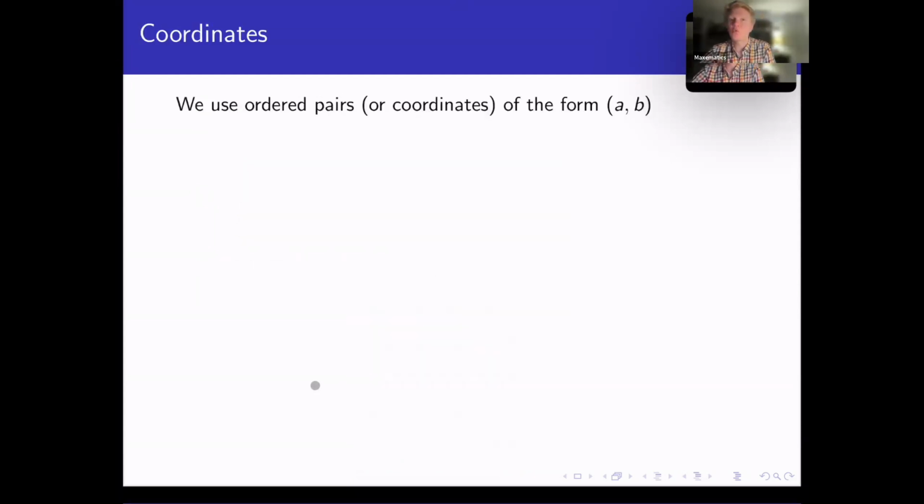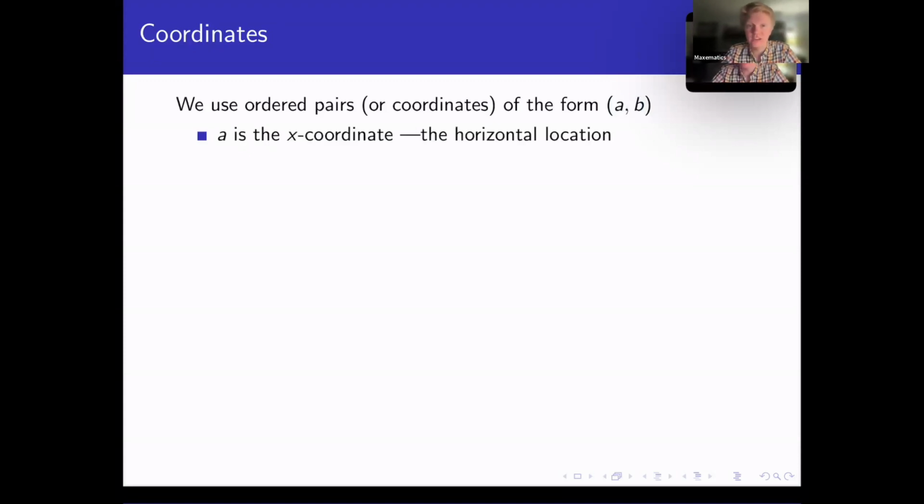Like I was saying, we use coordinate pairs, coordinate points, or ordered pairs of the form (a, b). This is the same notation that we use for open intervals, right? Kind of saying everything from a to b, a not included, b not included. But we're going to use the same notation to do something different now, where (a, b) is some point in two-dimensional space. a is our horizontal location, the x coordinate. b is the y coordinate, or the vertical location.